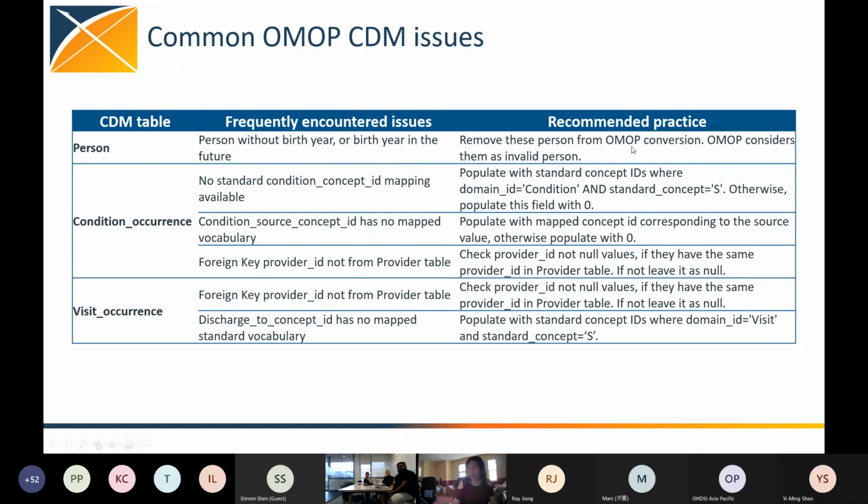So the person table, the biggest one that we have is that a lot of folks like to still bring in people without a year of birth, okay? In the OMOP CDM, that is a rule. If you don't have a year of birth, then that person is out, okay? And I know that even within my own team or within IQVIA, we get that same question in debate. Why would I get rid of people that look like a good patient just because they don't have a year of birth, right? That's what we always get.